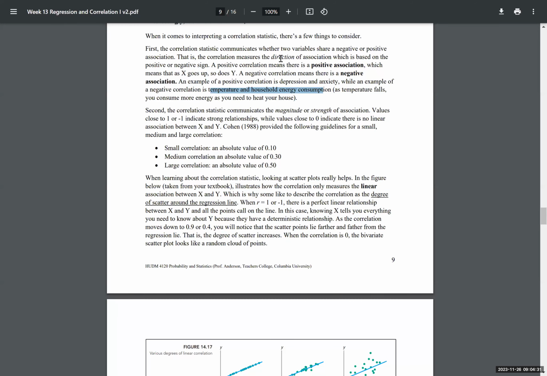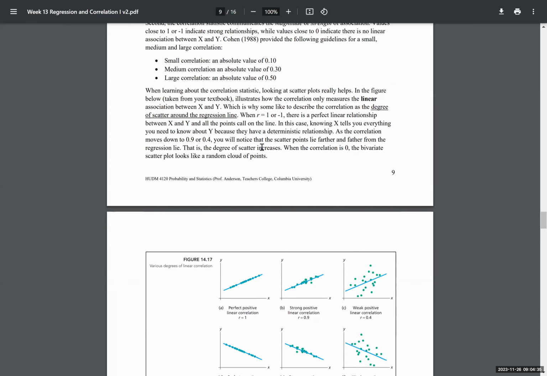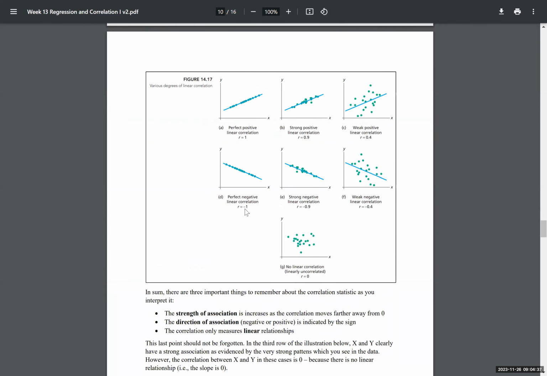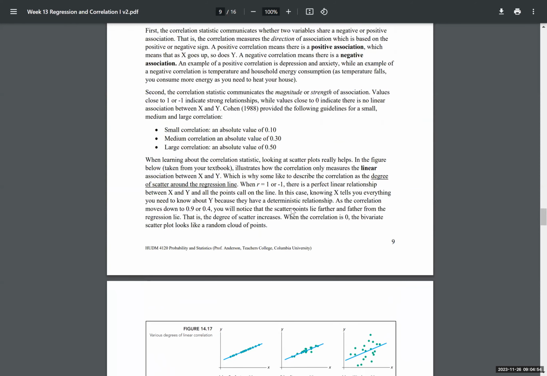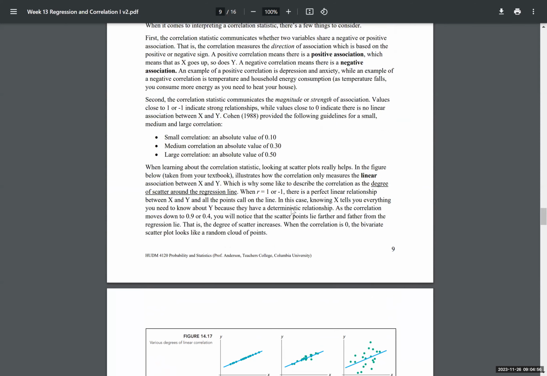So the first thing that a correlation statistic will tell you is the direction of association. And there we actually just look at the sign. So you see that's a -1, -0.9, -0.4. Notice how as X goes up, Y goes down, or as Y goes up, X goes down. Positive correlations, they go up together. So that's the first thing that we need to be comfortable interpreting in a correlation.